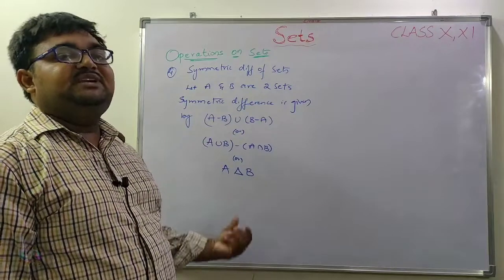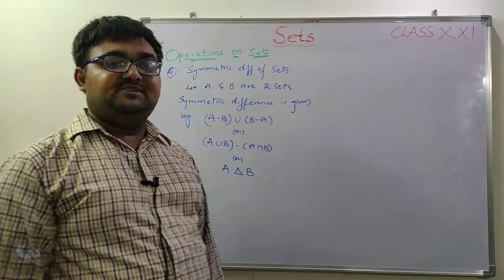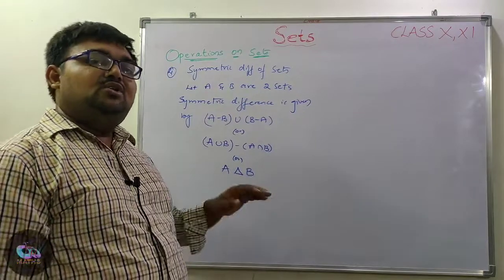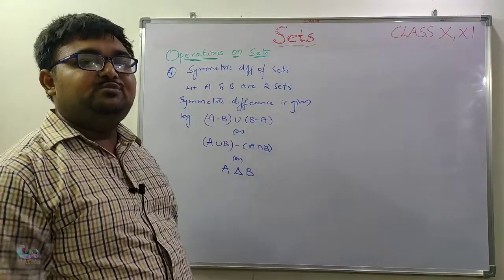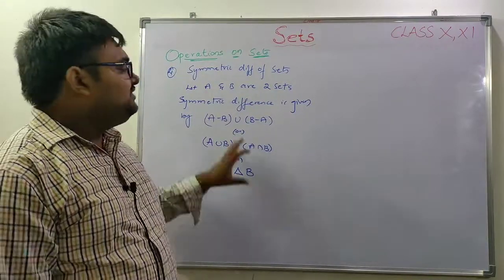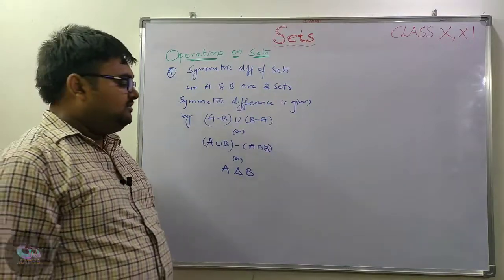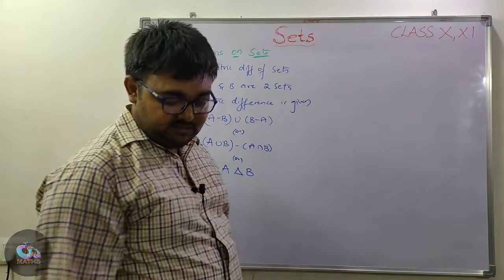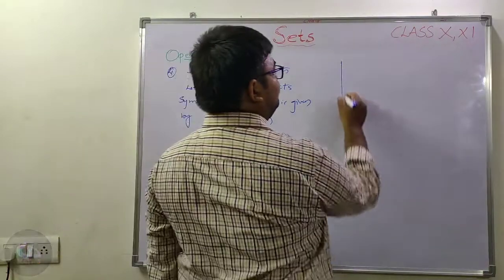Now what is symmetric difference here? Symmetric difference means we need to consider only the elements which belong to either A or B but not both. So that means we are going to omit the intersection part. Now let us see that particular case by using a Venn diagram.